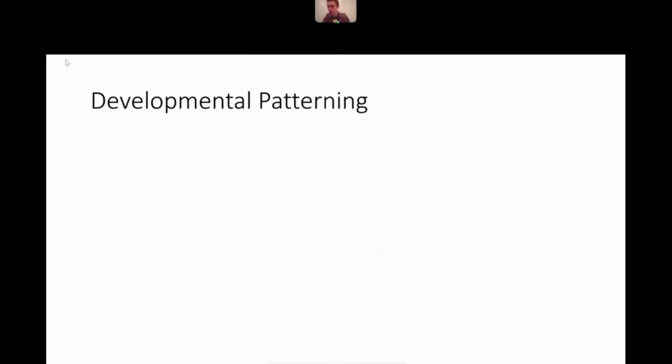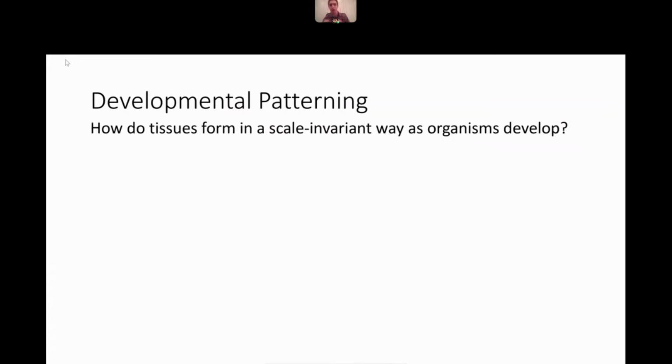So what we looked at was developmental patterning. The question is, how do tissues form in a scale-invariant way as organisms develop? Because you'll notice that as organisms grow, they are still roughly proportional. And we want to model that, or look at that from a theoretical computer science perspective. So way back in 1969, this was defined as the French flag problem.